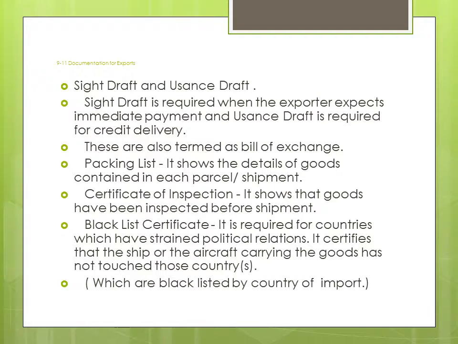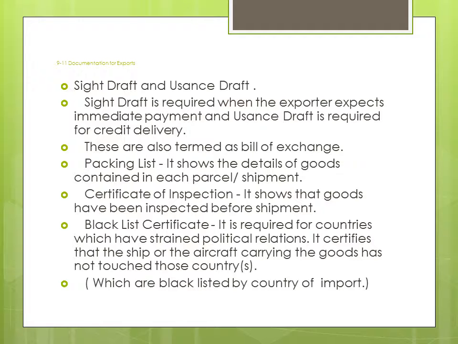We require sight draft and usance draft. Sight draft is required when the exporter expects immediate payment, and usance draft is required for credit delivery. These are also termed as bill of exchange. Packing list. It shows the details of the goods contained in each parcel or shipment. Certificate of inspection. It shows that the goods have been inspected before shipment.